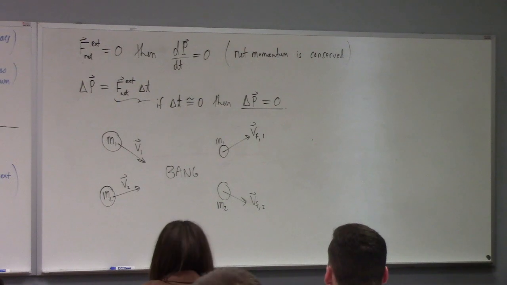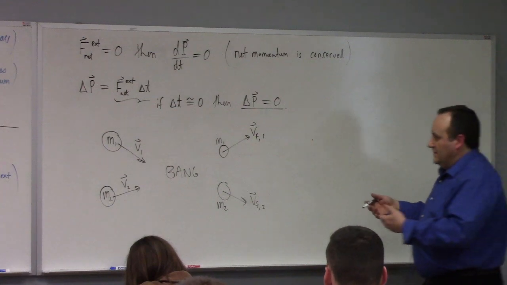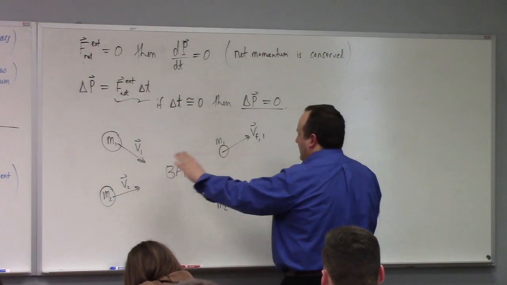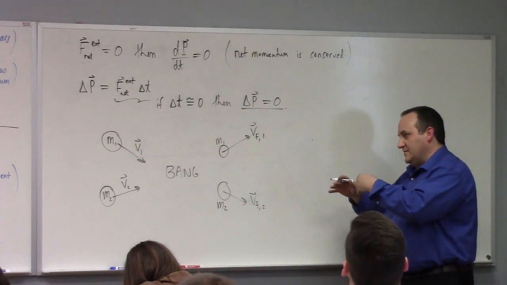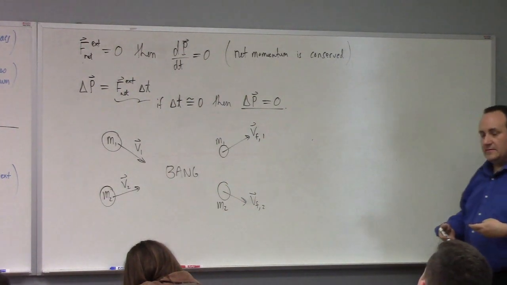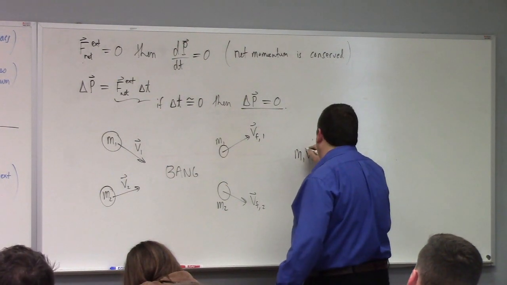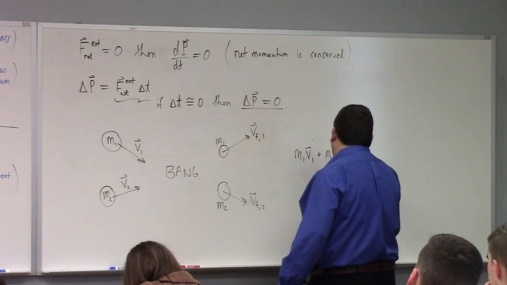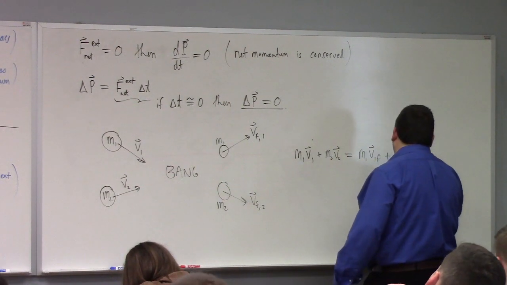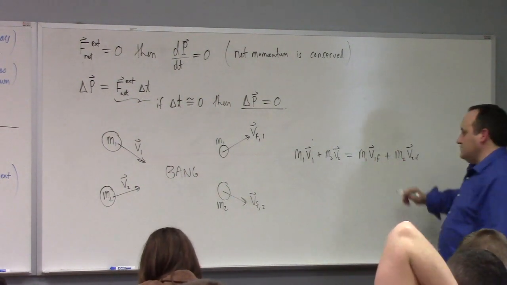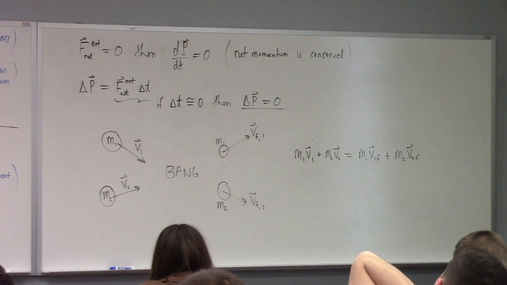In that situation, there's not enough time for the net momentum of the system to change. Assuming this is all happening on a hockey rink or something, or maybe in air, but the air friction doesn't have a chance to slow the masses down. In that situation, we can conserve momentum: m1v1 plus m2v2 is equal to m1v1f plus m2v2f, because it happens quickly.